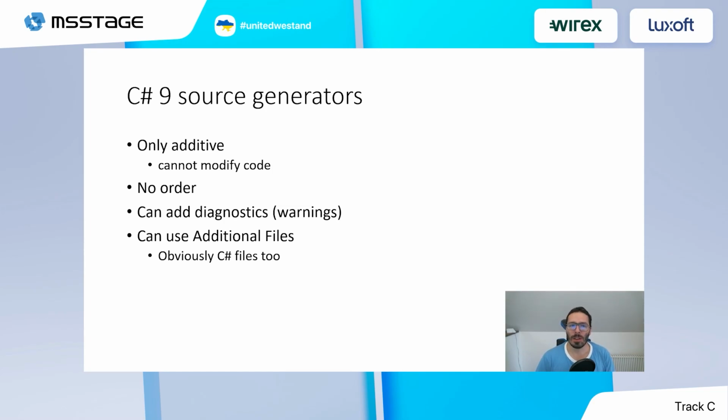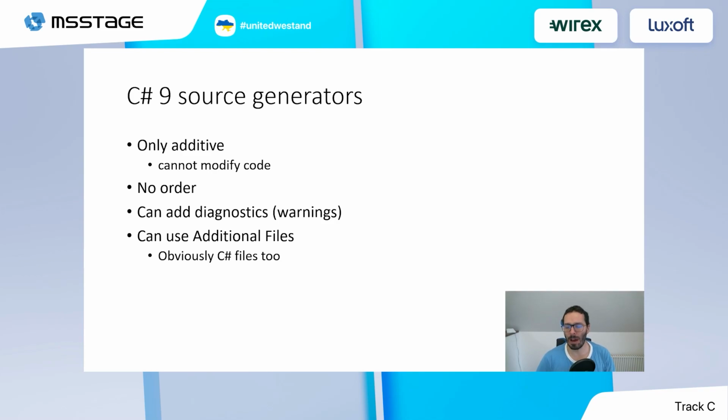So there are a few limitations in the source generators that you should be aware of. And in the future, these might be lifted, or we might actually realize that we can live without changing these limitations. So the first one is that the source generators are only additive. What does it mean? It means that they cannot modify existing code. So they can only add extra methods, extra classes, and so on, basically adding new code.